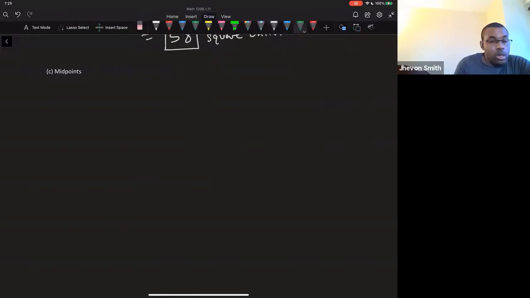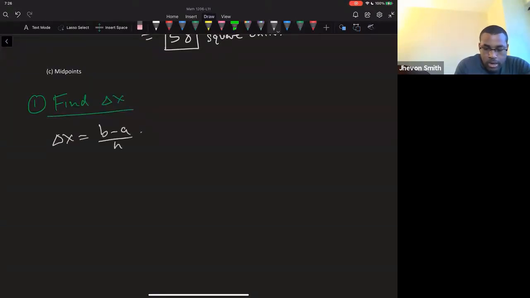So again, essentially it's the same process. One, I'm going to find delta x. Delta x is always b minus a over n. 5 minus 1 over 4. Two, going to find the xi.